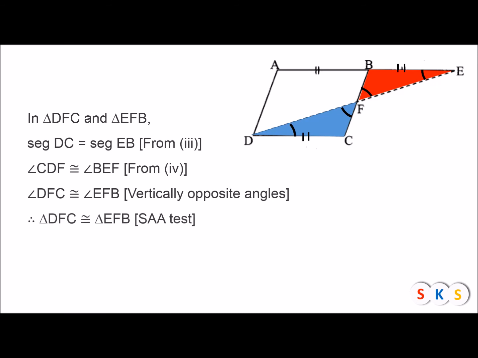So these two triangles are congruent by the side-angle-angle test. And we know if two triangles are congruent, then their remaining parts will also be congruent. So we will take the remaining part as FC congruent to FB. Reason: C.S.C.T., that is corresponding sides of congruent triangles. Therefore, I can say that line ED bisects seg BC at point F.